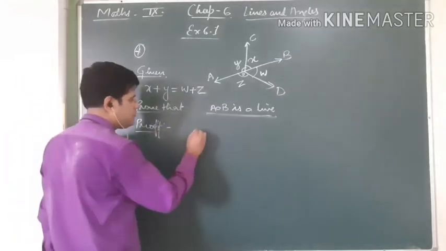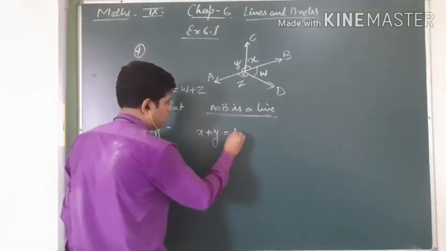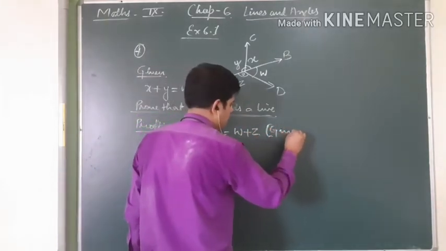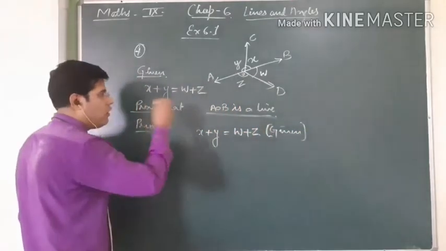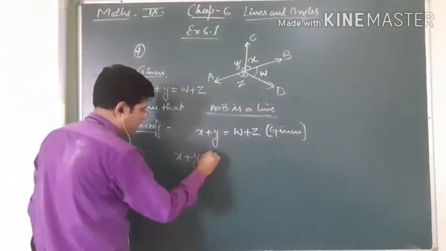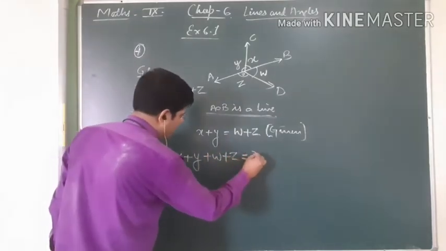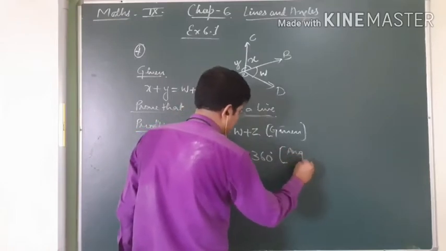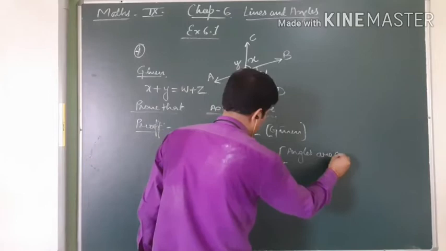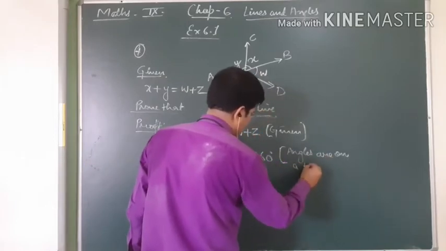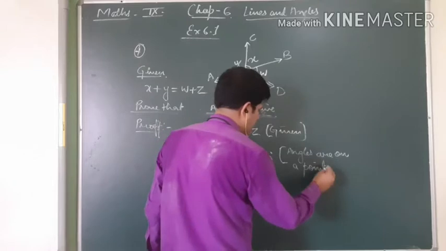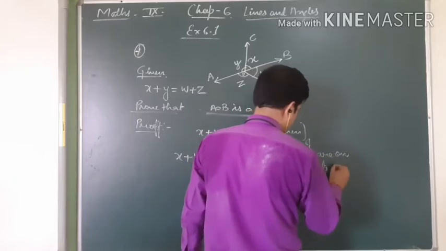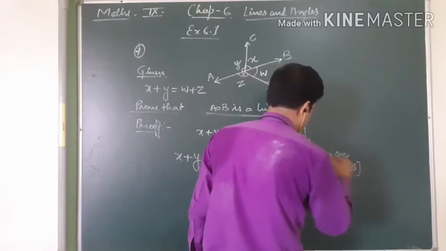First of all, X plus Y equals W plus Z, because given. Now, if we add all the parts, X plus Y plus W plus Z, they form 360. Which property are we supposed to write? We write angles around a point: the sum of angles around a point is 360, or we can say complete angle.